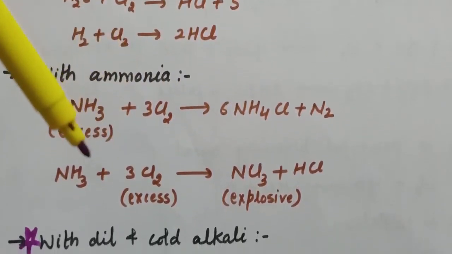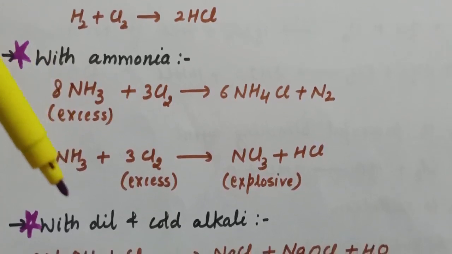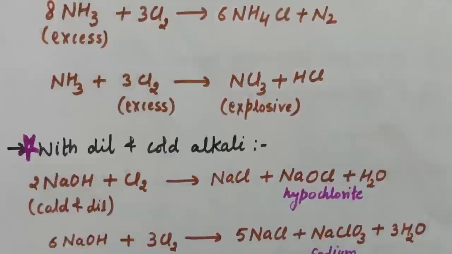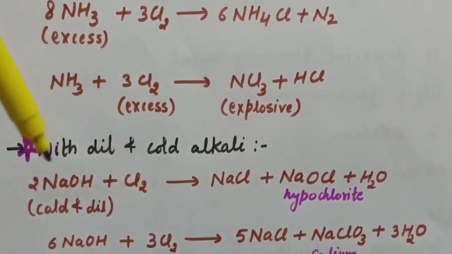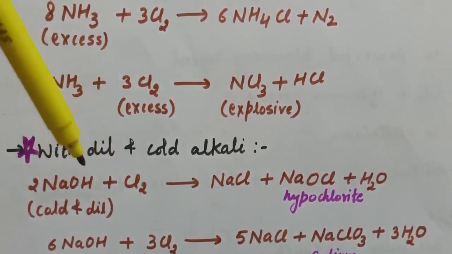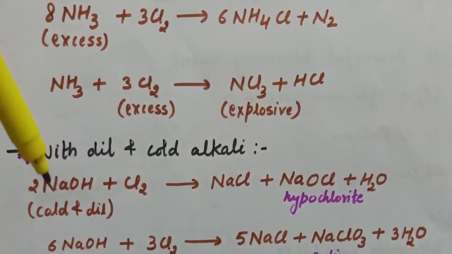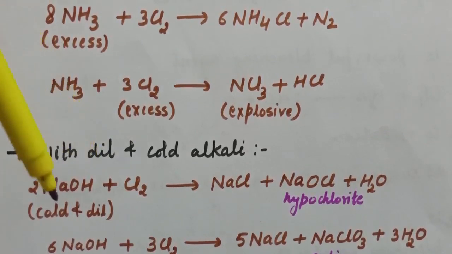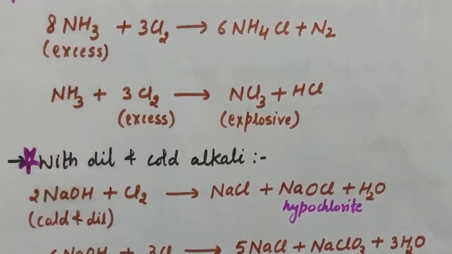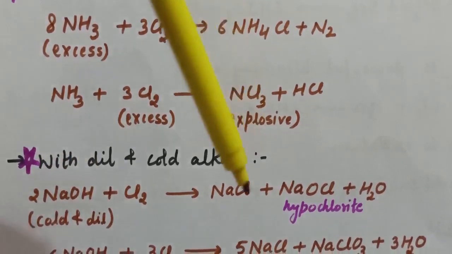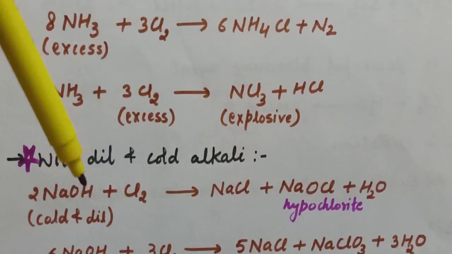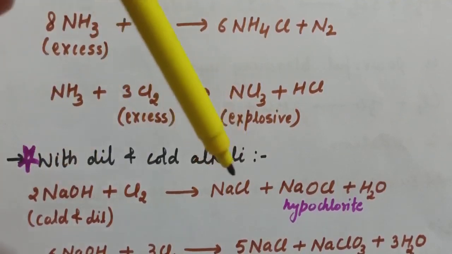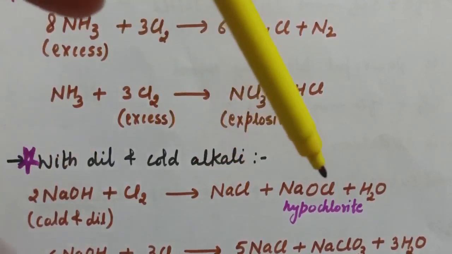Now next property, chemical property, is with dilute and cold alkali. Now when we treat chlorine with sodium hydroxide, that is alkali, and the sodium hydroxide is cold and dilute, at that time product is chloride and hypochlorite. Here we are using sodium hydroxide, so product is sodium chloride and sodium hypochlorite.